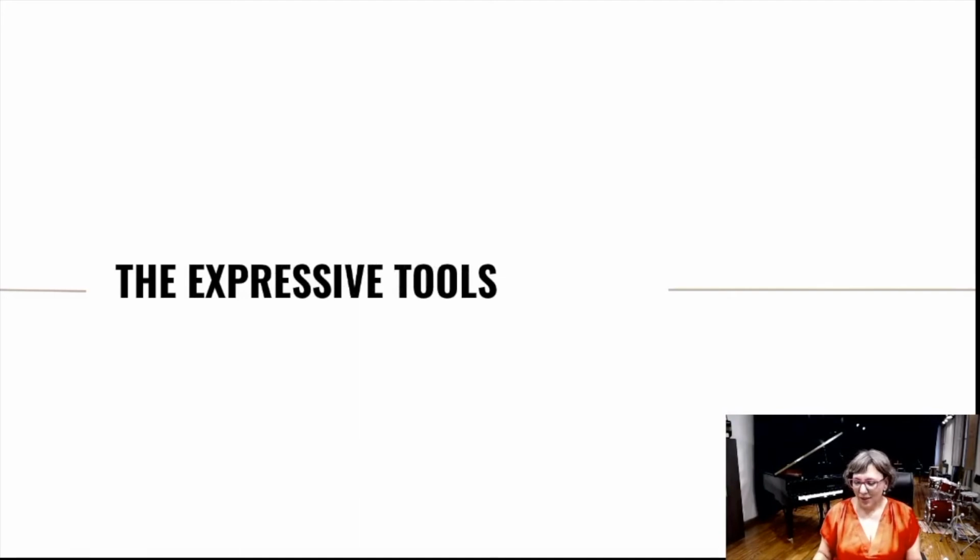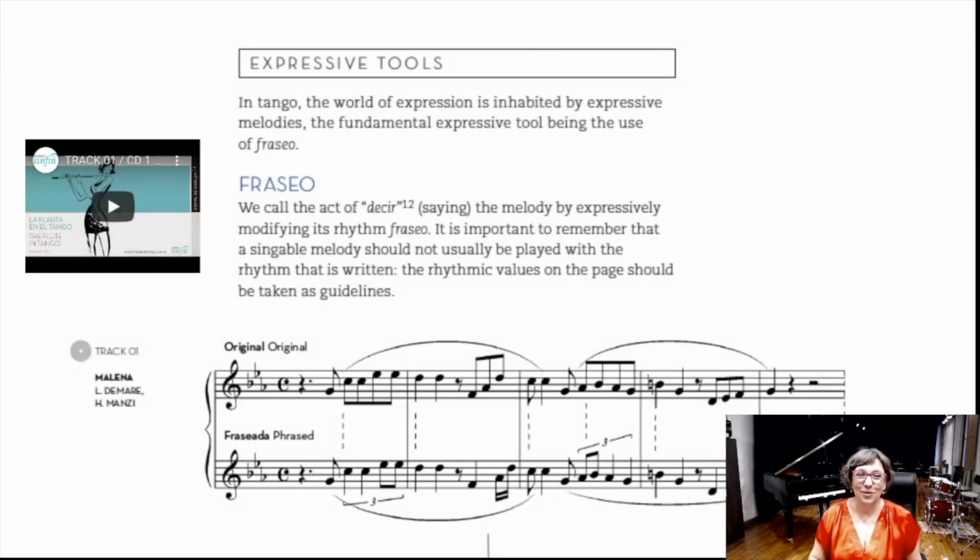So we arrive at the expressive tools. This is a tool that I love. The expressive tool is the phrasing. When we need to express a melody that is legato, that is expressive, we should use the fraseo. This fraseo is the act of saying the melody, and we usually need to change the rhythm to be free to express.